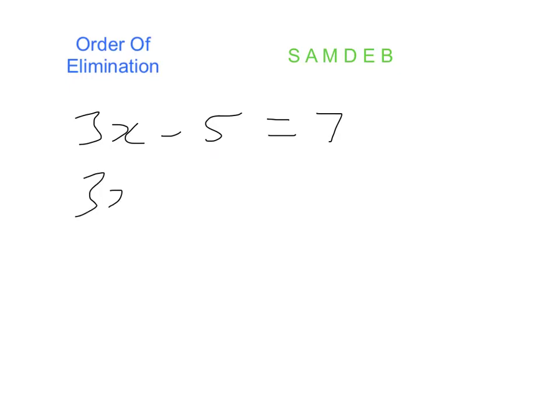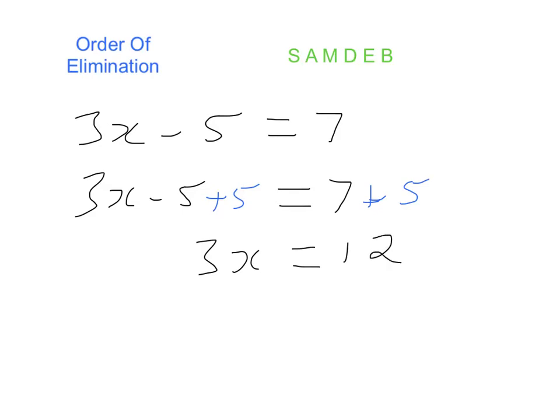So 3x minus 5, to eliminate the minus 5, we add 5, and we follow our rule that whatever we do to one side, we need to do to the other side as well. So we have a plus 5 there as well. So the plus 5 and the minus 5 together eliminate themselves down to 0, and we're left with 3x is equal to, we have 7 plus 5, which is 12.